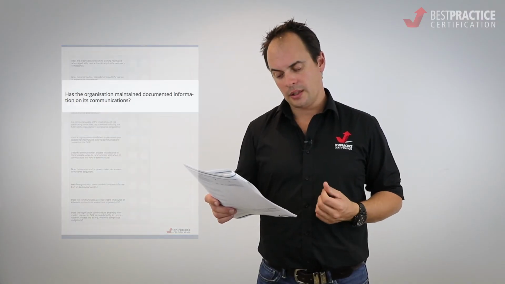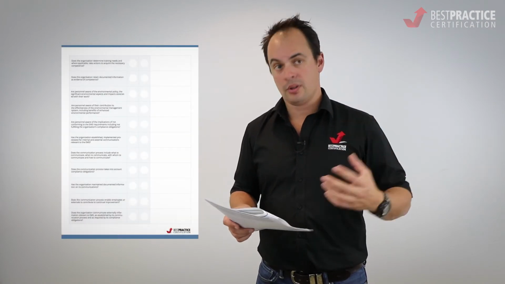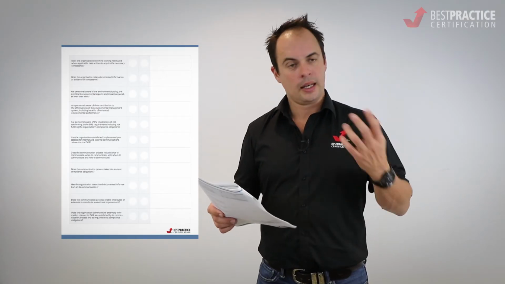Has the organisation maintained documented information on its communications? What are we keeping? Do we keep press releases? Do we keep a record of what we've put out into the public domain, what we've communicated to our regulators? Important to keep that record so that you've got history of what you're talking about and what you've communicated in case there's a legal issue.